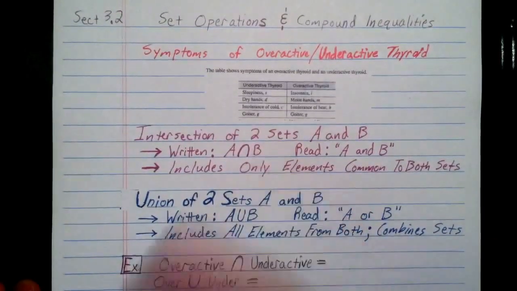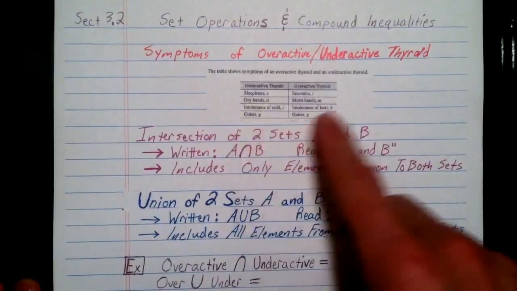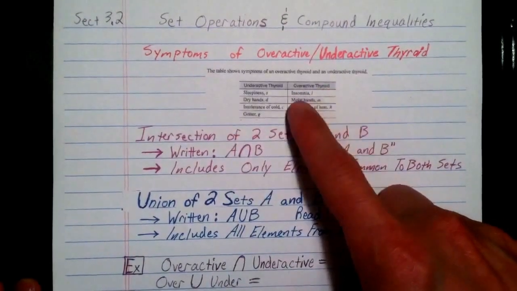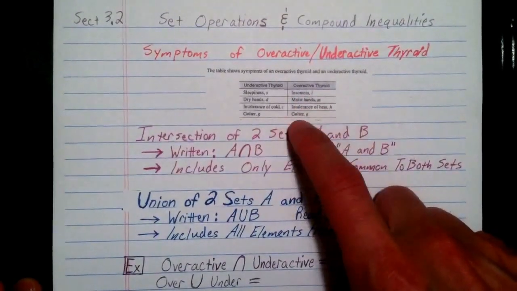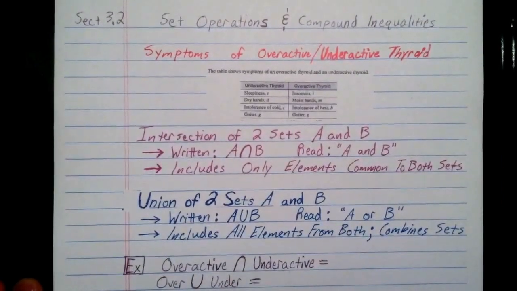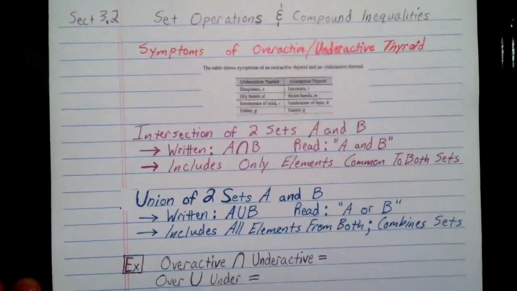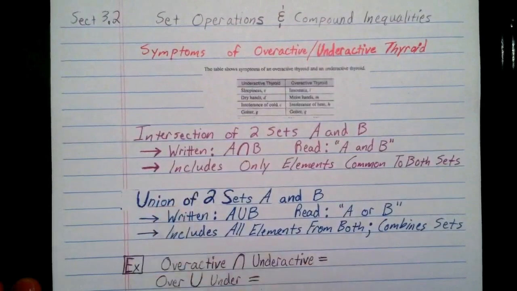An underactive thyroid, for example, has sleepiness, dry hands, intolerance of cold, and a goiter, whereas an overactive thyroid gland would cause someone to have insomnia, moist hands, intolerance of heat, and a goiter is also common with the overactive thyroid as well as the underactive. So with set operations, we talk about two different things involving the sets, the intersection and the union. And they mean two completely different things.